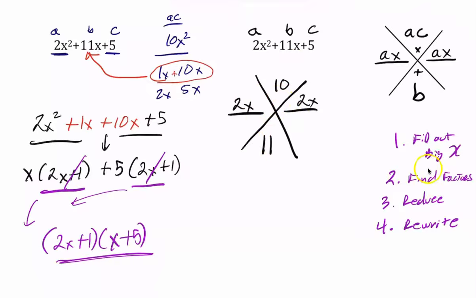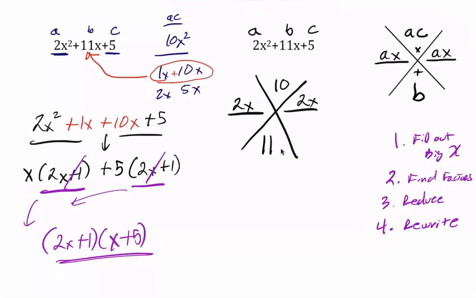Now I've got to find the factors. I want to fill out this portion of it. So again, this is the part that never changes. No matter which way you factor, you always have to do this portion of it. You always have to find the things that multiply to get AC, but add to get B, right? The numbers that multiply to get 10, but add to get 11.